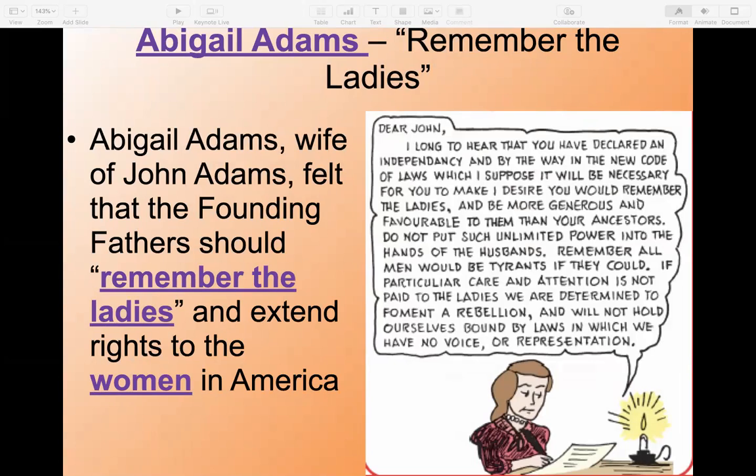Abigail Adams was the wife of John Adams. She felt that the Founding Fathers should remember the ladies and extend rights to women in America.